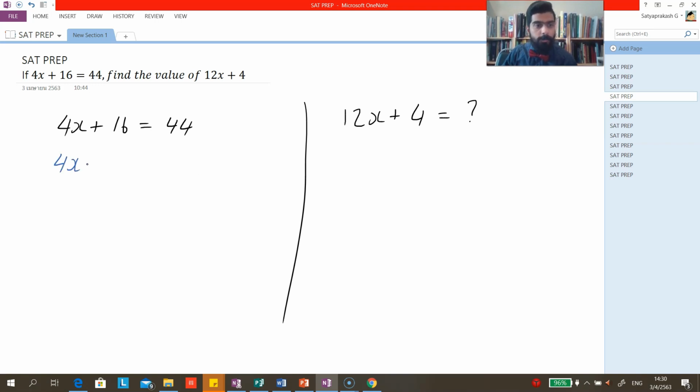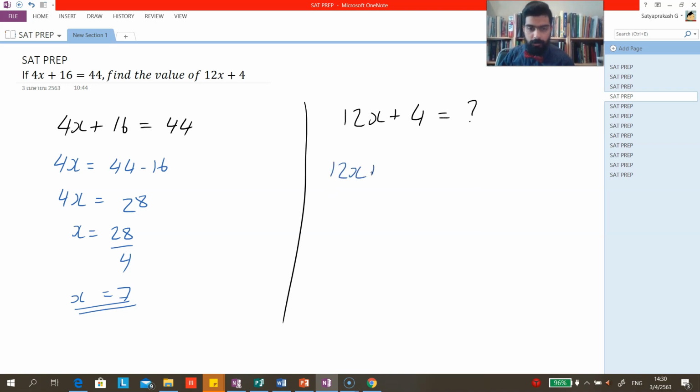So we have 4x is equal to 44 minus 16. 4x would be equal to 28. x would be equal to 28 over 4. Therefore, x is equal to 7. Now we have found the value of x. All we need to do is substitute in 12x plus 4. So 12x plus 4 is the same as 12 multiplied by 7 plus 4, and 12 times 7 is 84, plus 4, which is equal to 88.